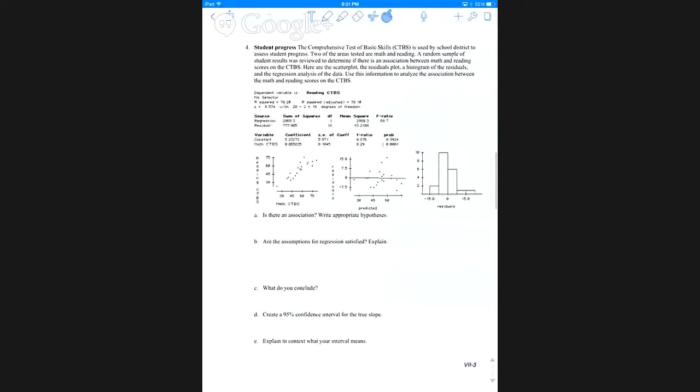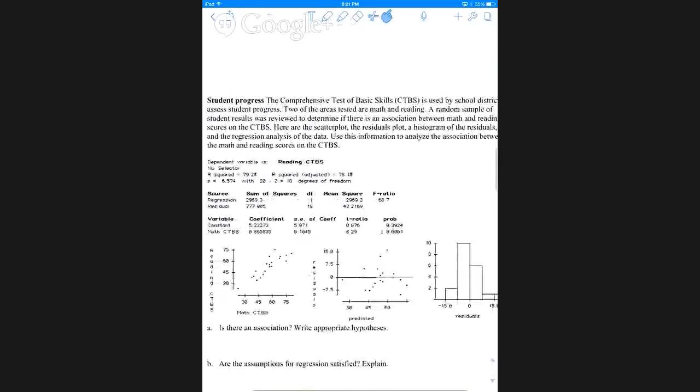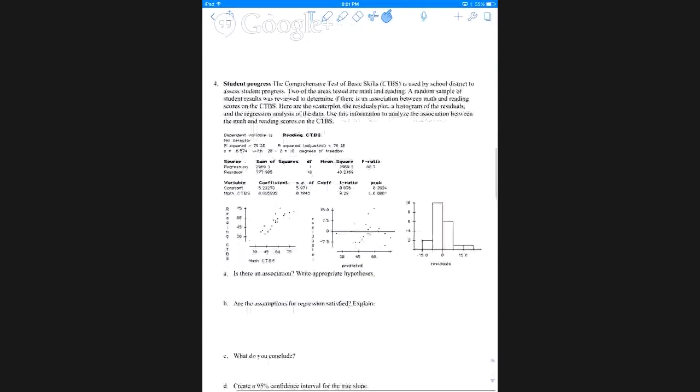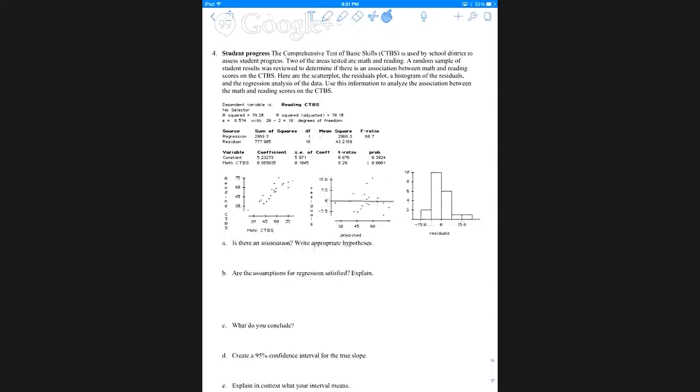Okay, so here's the problem. You might need to zoom in on your screen if you can. I'll zoom in as much as I can here. We have this problem about student progress, and we're trying to see if there's an association between the math test score in the Comprehensive Test of Basic Skills and the reading test score in the Comprehensive Test of Basic Skills. So we've got all this information that came out of a computer, and we've got our plots. This is our scatter plot here. This is our residual plot, and this is our histogram of the residuals.